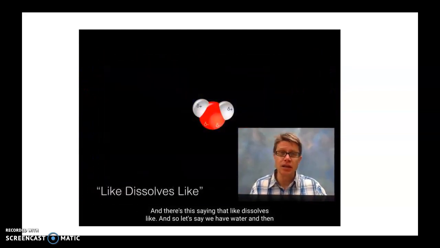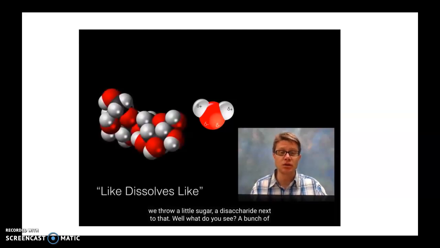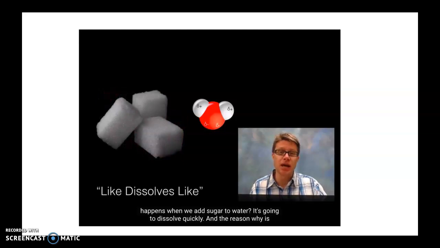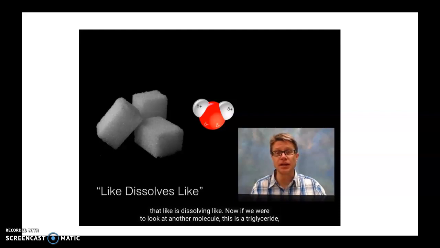And there's this saying that like dissolves like. So let's say we have water, and then we throw a little sugar, a disaccharide, next to that. Well, what do you see? A bunch of oxygen, a bunch of hydrogen, and so that's going to be polar as well. And so we're going to have areas that are negative, and the positive hydrogen is going to connect to that, and areas that are positive, and then the negative oxygen is going to bond to that. And so what happens when we add sugar to water? It's going to dissolve quickly. And the reason why is that like is dissolving like.